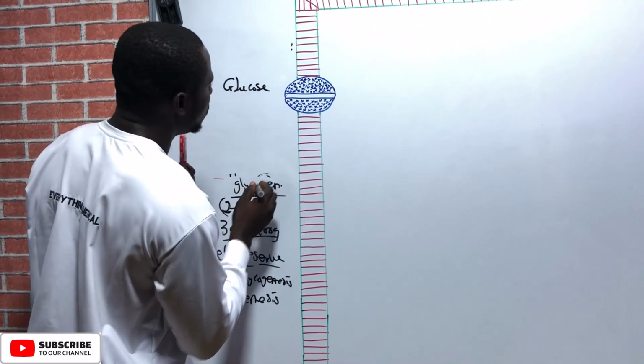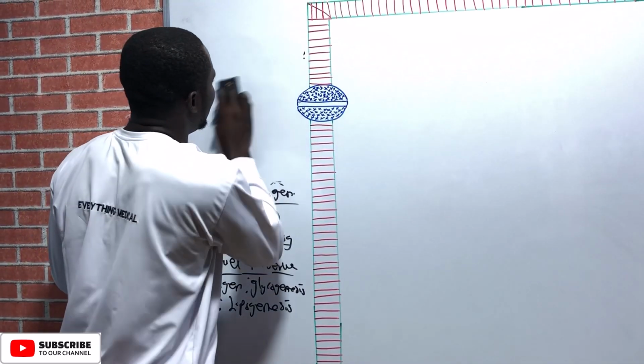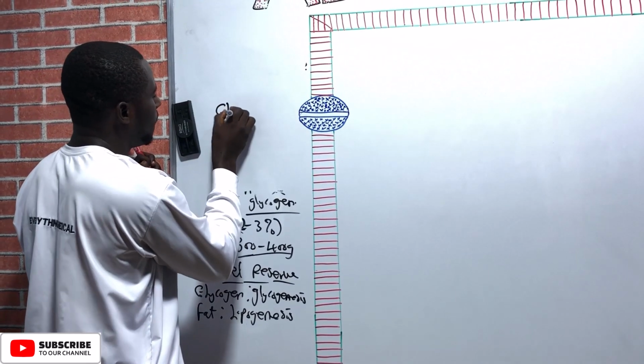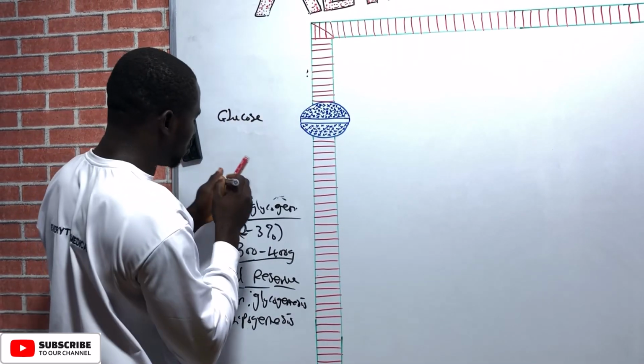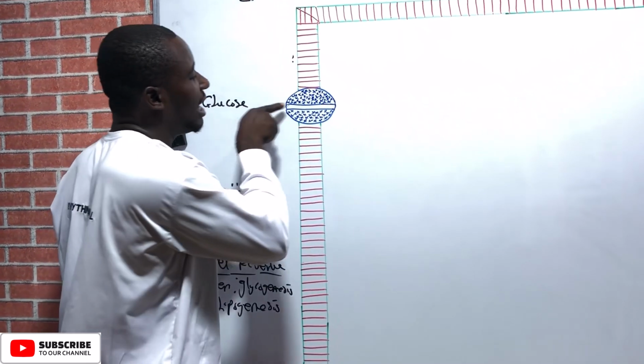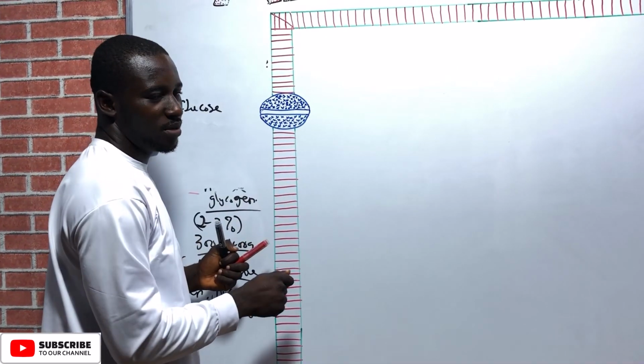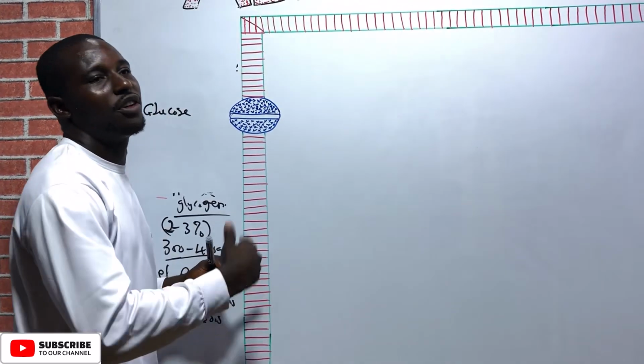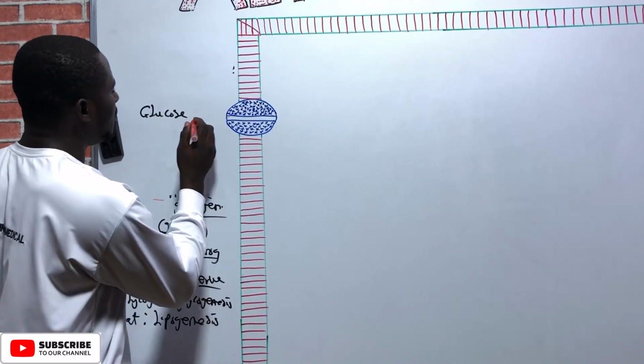We have glucose. Glucose enters the cell cytoplasm for it to be broken down and phosphorylated. It goes this way.